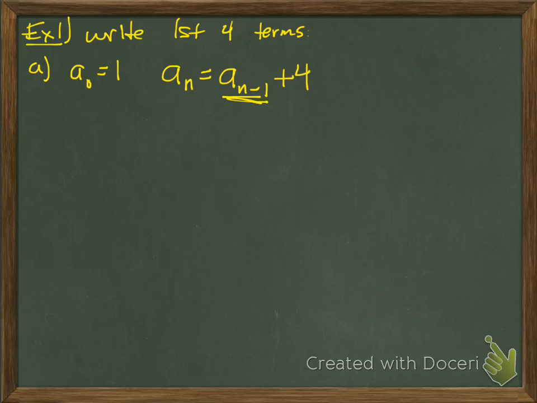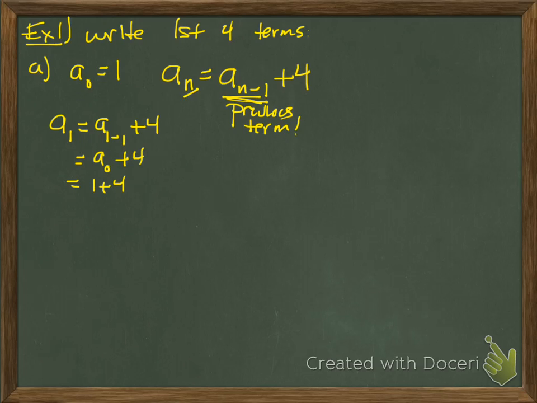So hopefully you get in the habit of looking. If I want the nth term, a sub n minus 1 just means the previous term, right? And then add 4 to it. So I already know a sub 0 is 1, so let's do a sub 1, the next term. So if I want to do that, I have to take the previous term, a sub 1 minus 1, and then add 4. Well, that is the same as a sub 0, add 4, which is 1 plus 4, so that would be 5. So a sub 1 is 5.